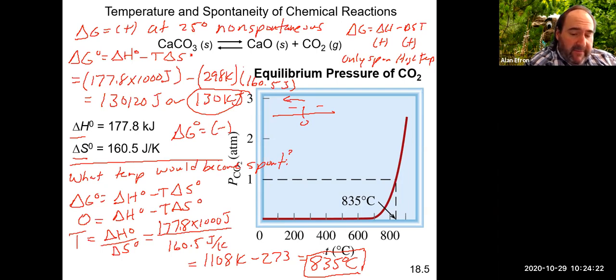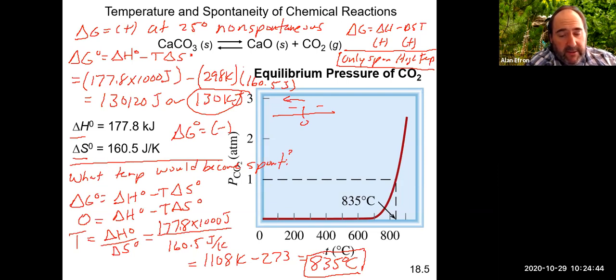I would classify 835 degrees Celsius as a high temperature. Again, that is also what we would have predicted based off of the signs that we see for delta H and delta S in this particular reaction. First off, any questions on that calculation there?